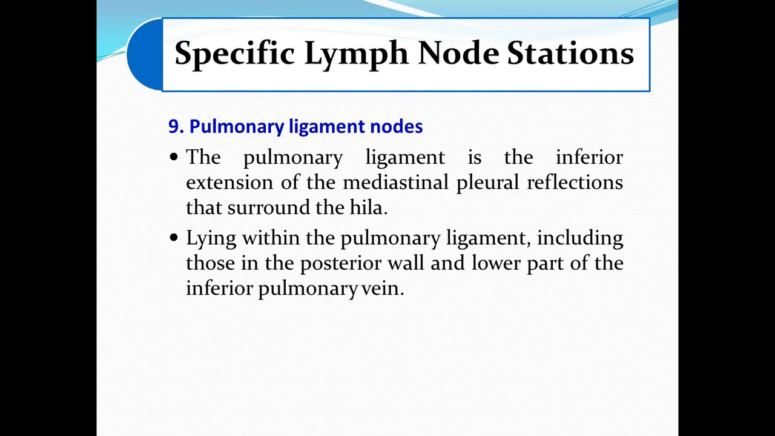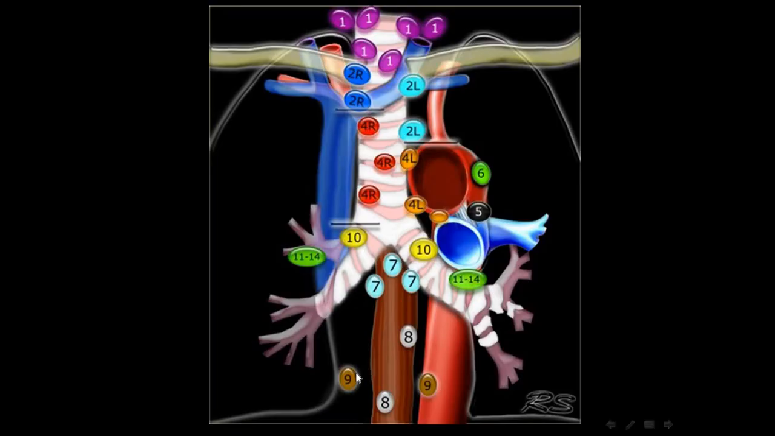The next station is the pulmonary ligament nodes, the ninth station. The pulmonary ligament is the inferior extension of the mediastinal pleural reflections that surround the hilum. So, lying within the pulmonary ligament, including those in the posterior wall and the lower part of the inferior pulmonary vein. So we need to find the inferior pulmonary veins. The ones that are included within the posterior and lower part of it are the pulmonary ligament nodes. These ones, on this illustration.